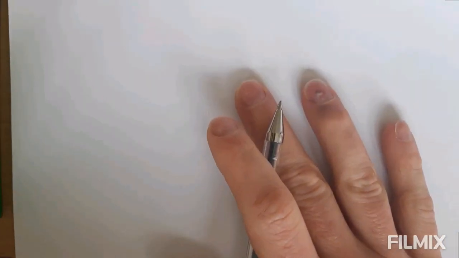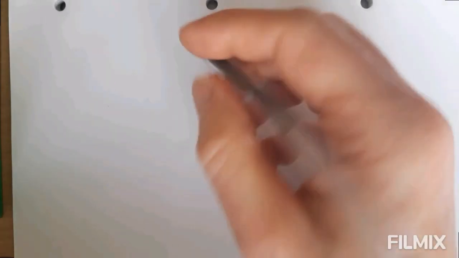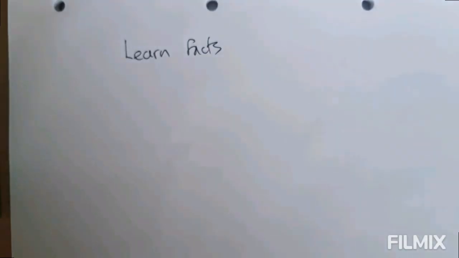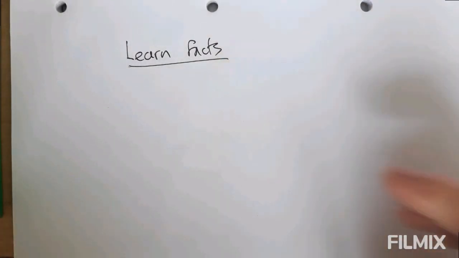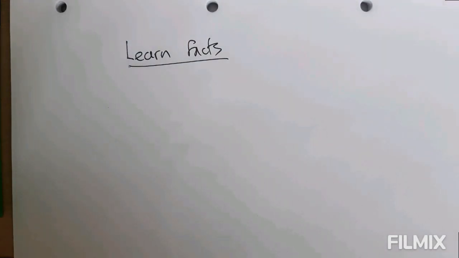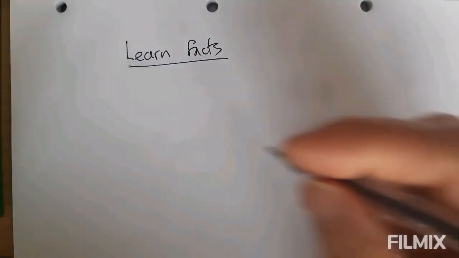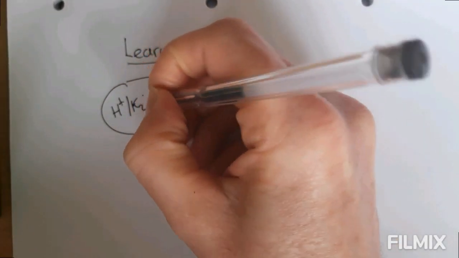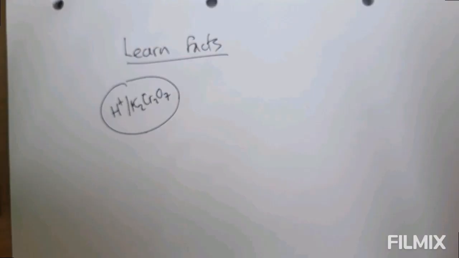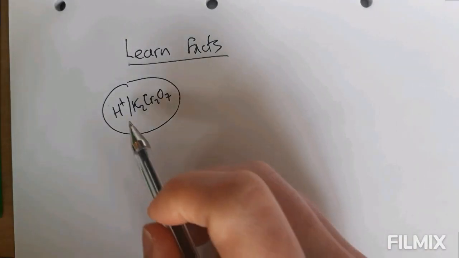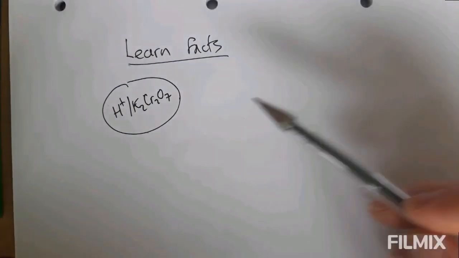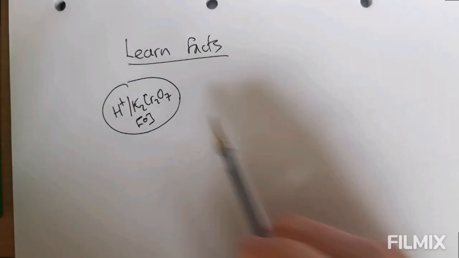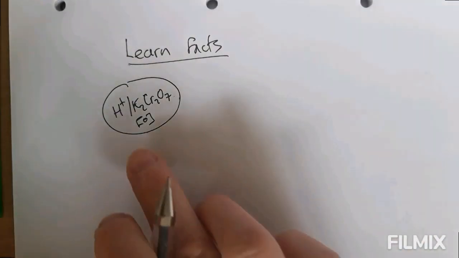People who are successful chemists and who do well at A level, firstly, they spend their time learning the facts. That means just sitting down and going through repetition, learning some solid factual information. So here's an example. This here is K2Cr2O7. That is acidified potassium dichromate. I wrote that down, and I know the formula for it, and I know that acidified potassium dichromate is an oxidizing agent.